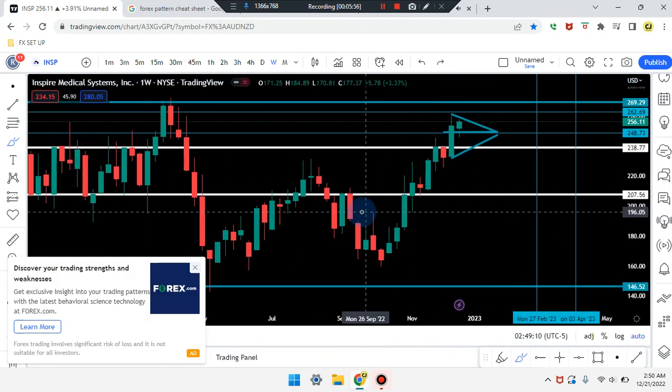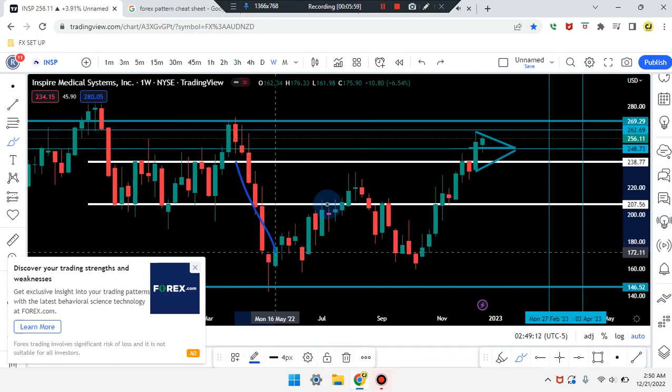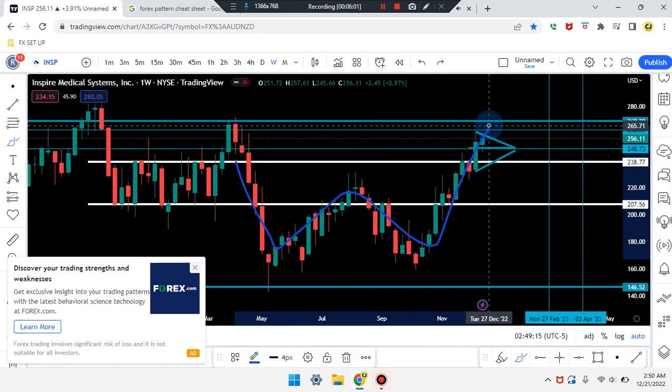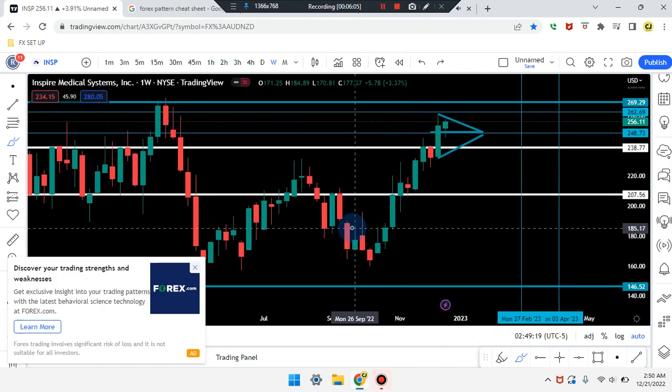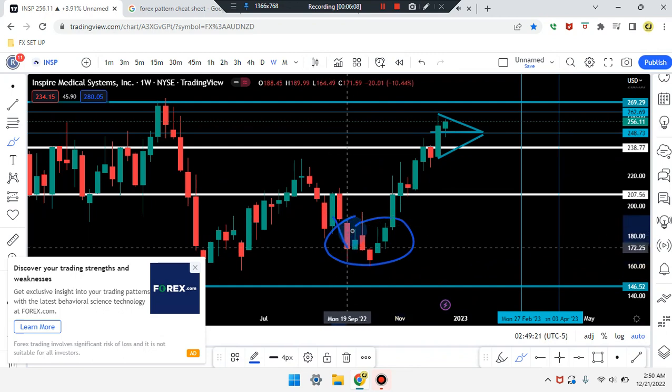Also on the weekly time frame, you can see that double bottom again, once again, first, second, third, fourth. Okay, market broke up. And the market normally moves in threes. So after the double bottom at the low, we have a first, second, third, fourth.